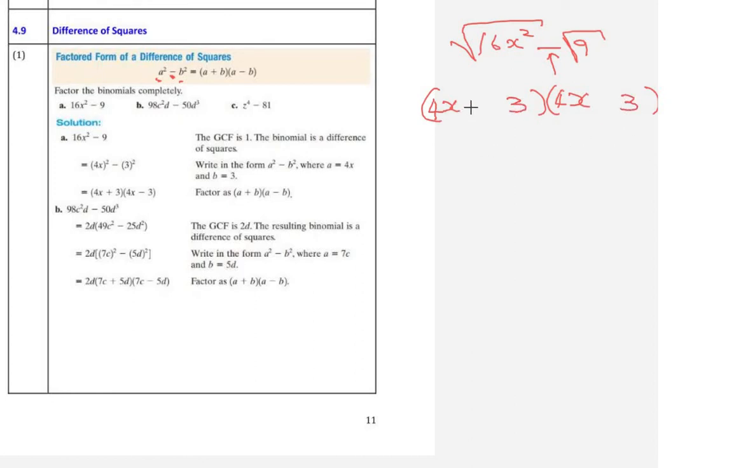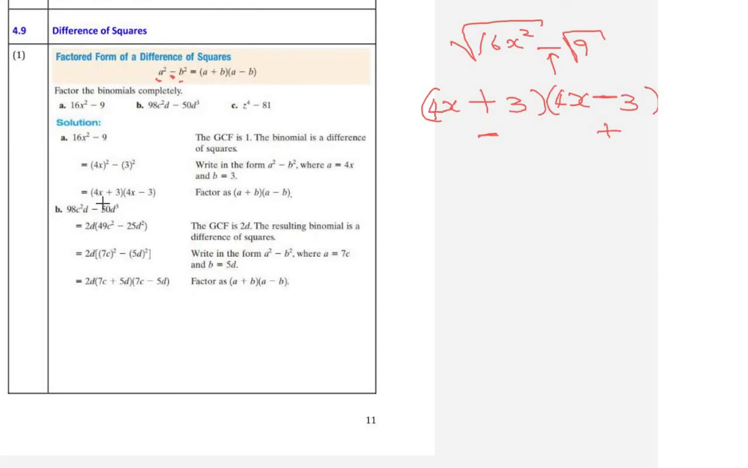And then one must have a plus, and one must have a minus. It doesn't matter which way around. This could be minus, and that could be plus. That doesn't matter as long as one has a plus and one has a minus. And remember now, it is the difference of two squares.